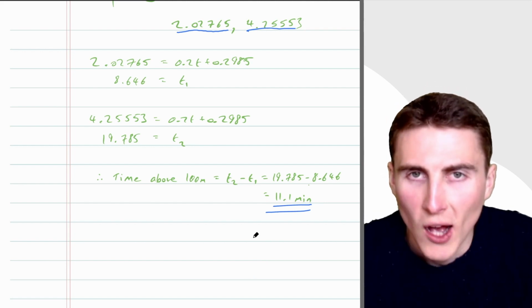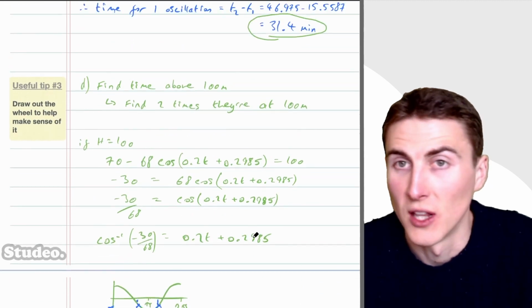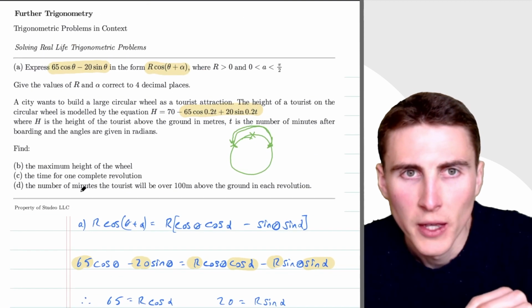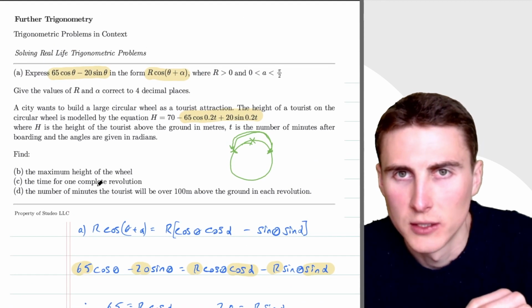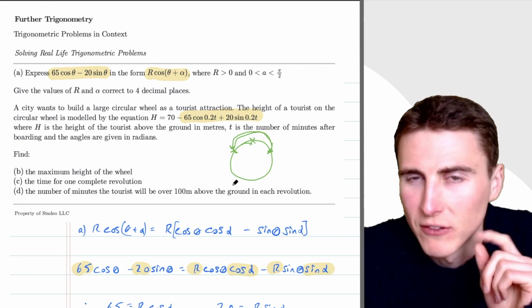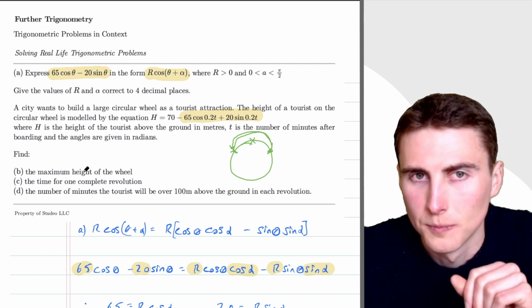So anyway, I hope that's made sense. This is a fairly complicated one. I think this is one of the longest, most complicated ones that I've seen on this topic. It's mainly difficult because, one, it's just so long, it takes ages to go through all these steps. And two, you really have to conceptually understand what's going on to do these parts.